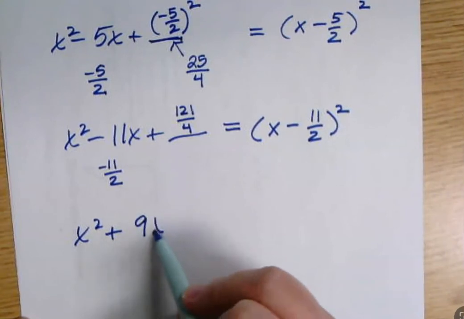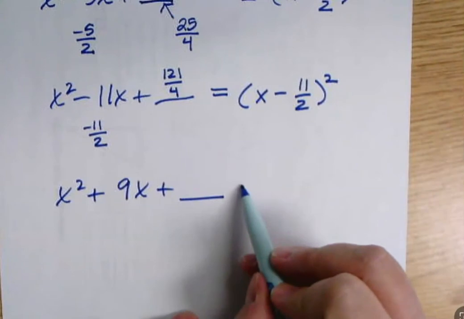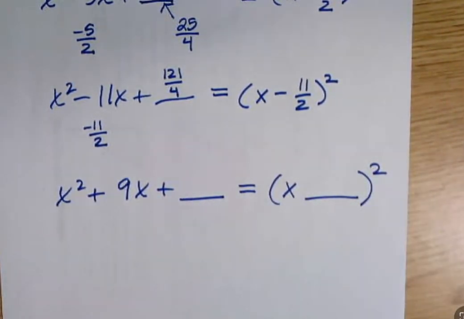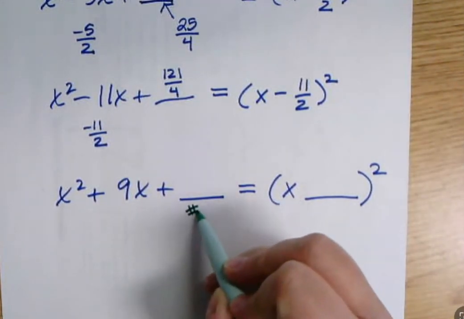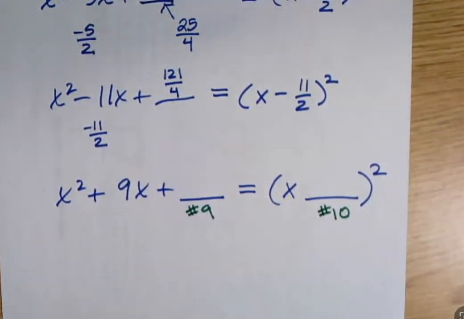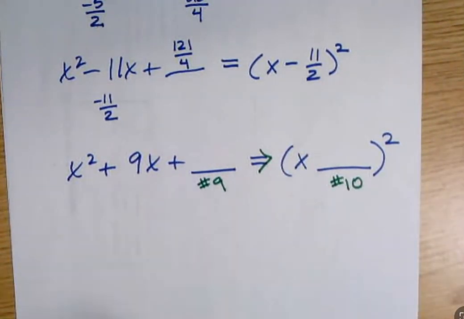How about this? Okay, so on this one, I want you to figure out 2 things. This is going to be, let's see, we're up to number 9. Figure out what goes there. And number 10 is going to be what goes here. And again, I'm not really looking at this as an equation. It's more like a result. So let's do that. Okay, so try that one.